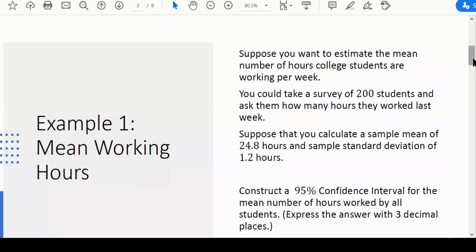So suppose you want to estimate the mean number of hours college students are working per week. This is the same question, so you don't have to understand a new question. You could take a survey of 200 students and ask them how many hours they worked last week. And suppose you calculate a sample mean, an X bar of 24.8, and a sample standard deviation of 1.2. Construct a 95% confidence interval for the mean number of hours worked by all students. Express the answer with 3 decimal places. So again, you have sample data, but we want to construct a confidence interval from that sample data.